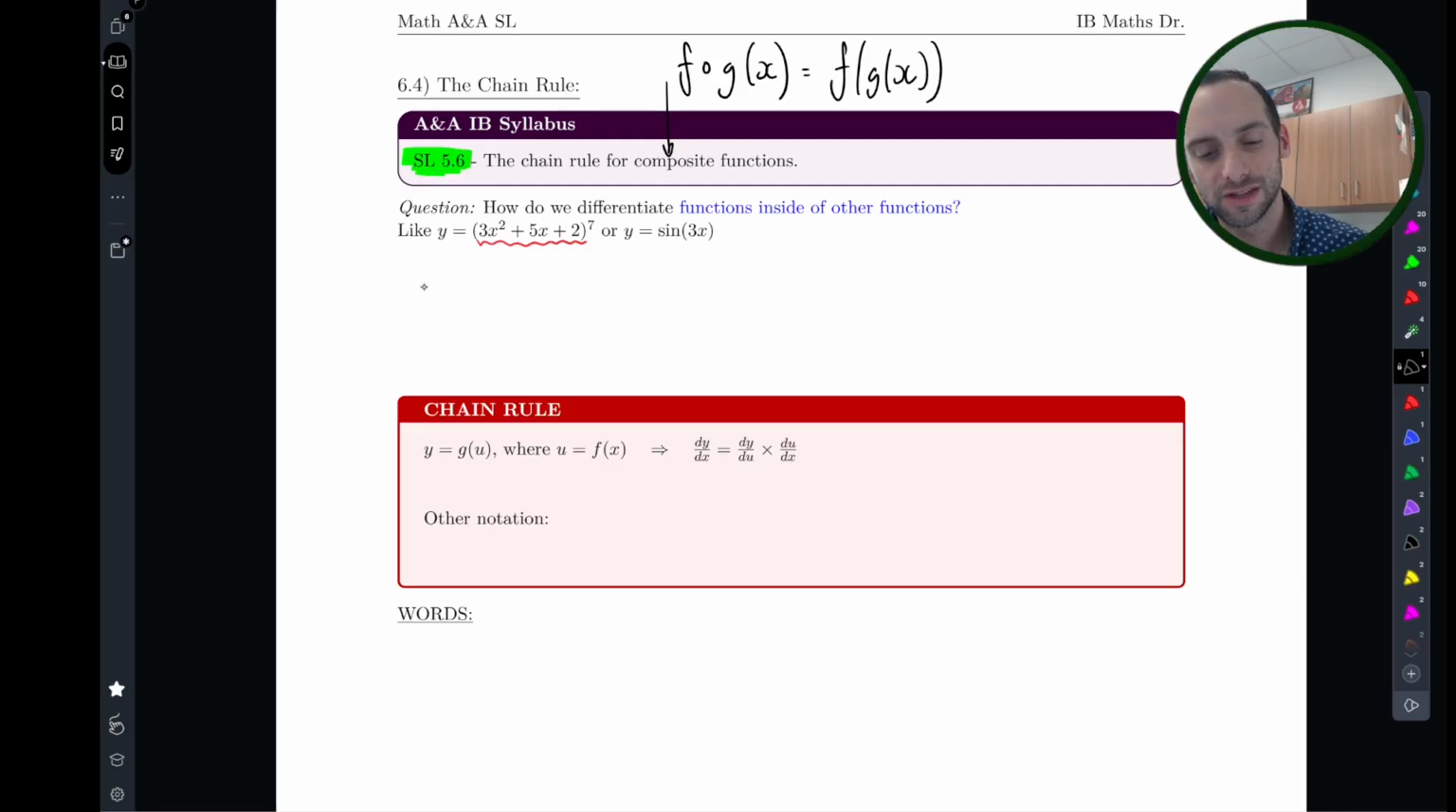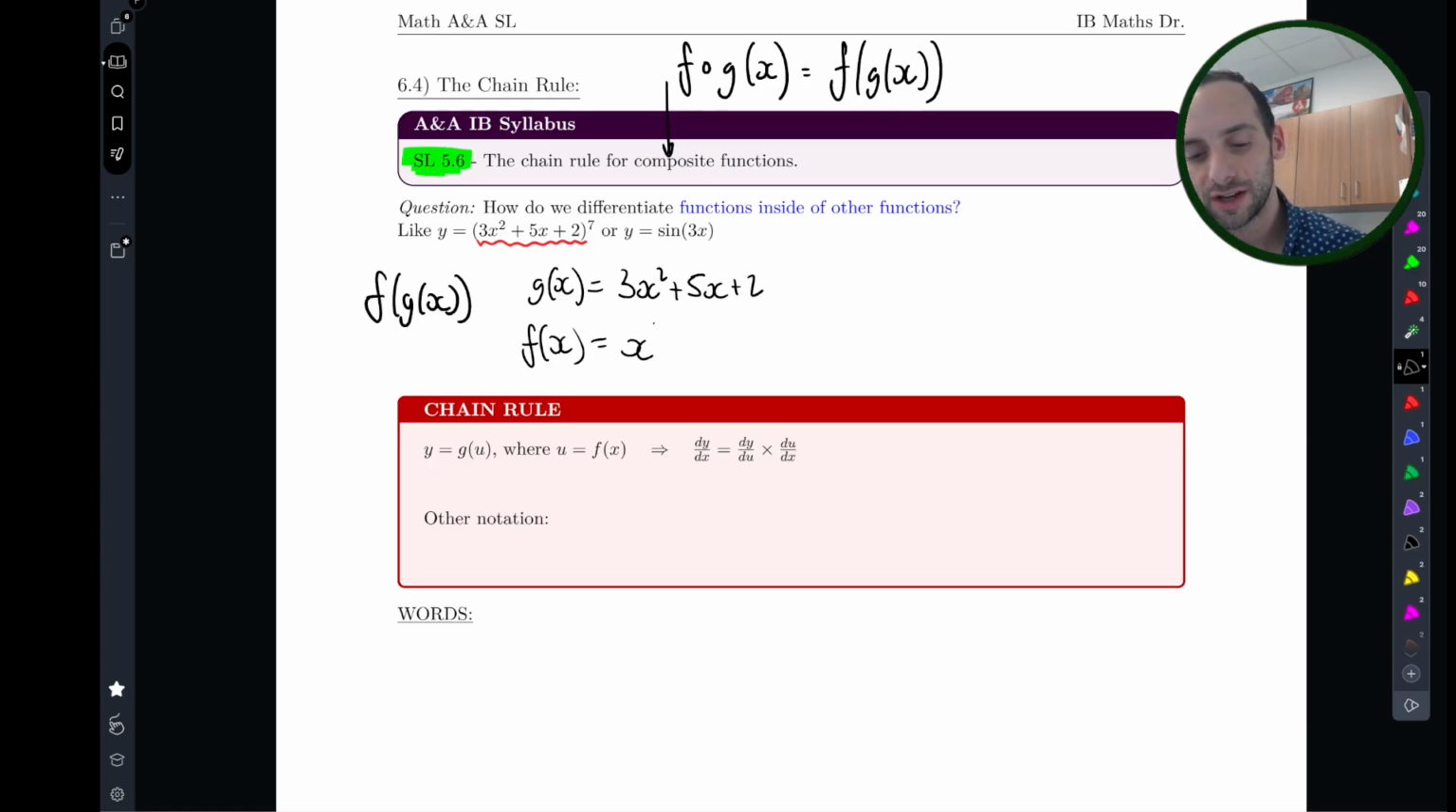So if we think of this in terms of functions, like an f of g of x, an inner and an outer function, for this first example, the inner function, the g of x, would be the 3x squared plus 5x plus 2, and the f of x, the outer function, would just be raising the input to the power 7, so we would call that x to the 7. This is mostly Algebra 2 review, so if you haven't done this in a while, find a good video online where they'll go over compositions for you.